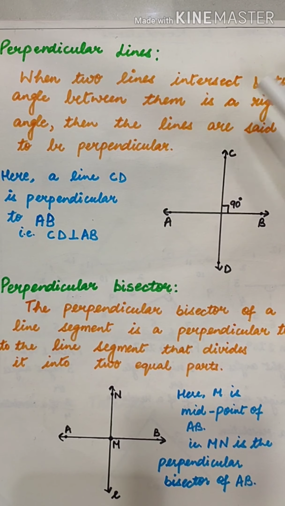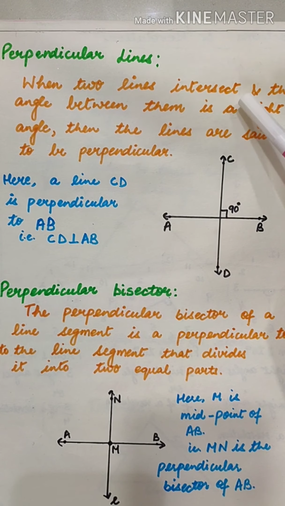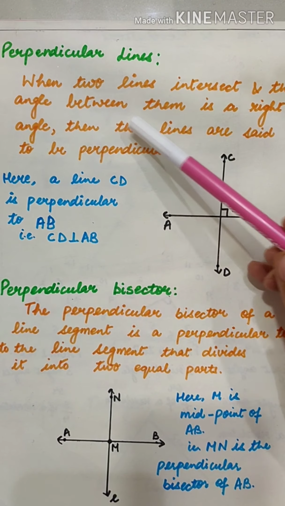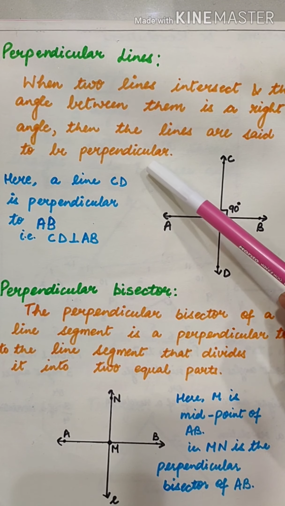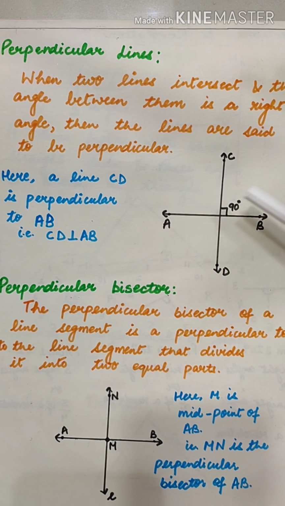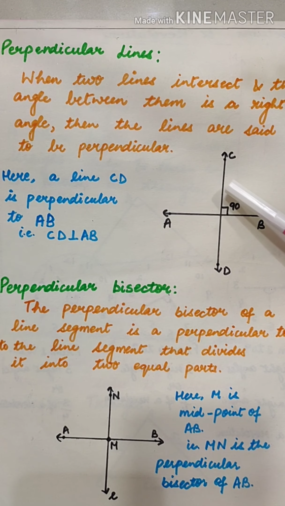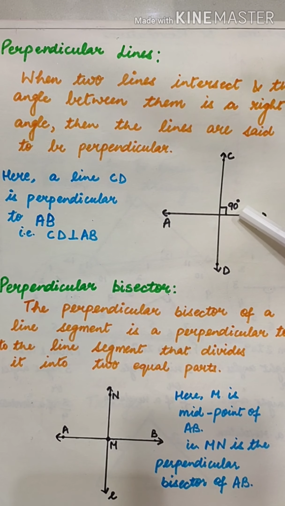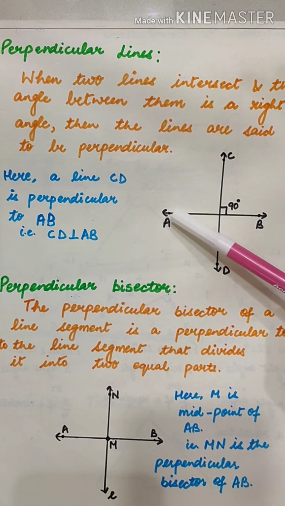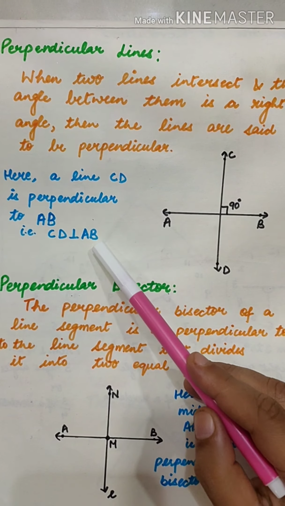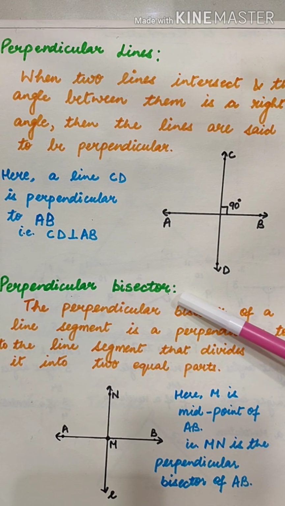Now we will do the concept of perpendicular lines. When two lines intersect and the angle between them is a right angle, then the lines are said to be perpendicular. So here a line CD is perpendicular to AB because the angle between AB and CD is right angle, that is 90 degree. So this means CD is perpendicular to AB and this is now written as CD perpendicular to AB.